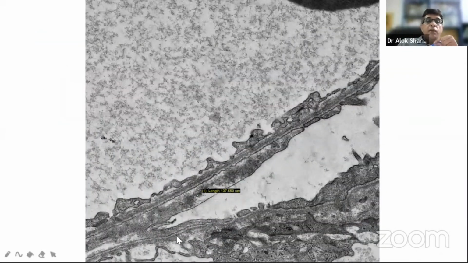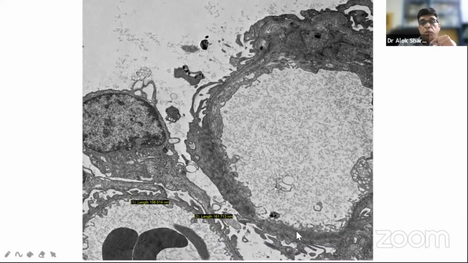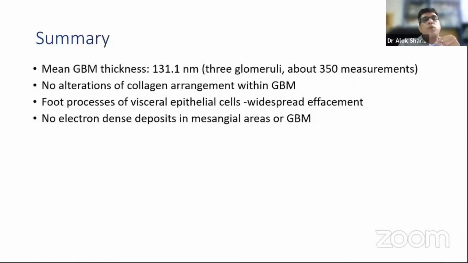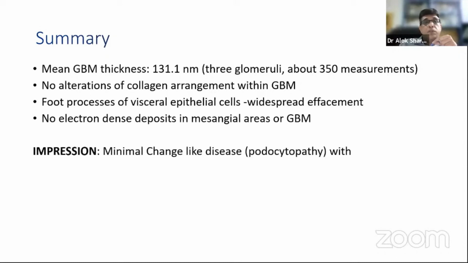If you look carefully at the visceral epithelial foot processes, they are effaced. This correlates with the degree of proteinuria the child was having. Even here you can see a fair amount of effacement of the processes. So there is a podocytopathy, and although the child is only 1 year old, you could sense that the GBMs are not normal. When we took 3 glomeruli and made a lot of measurements, the mean GBM thickness came to 131 nanometers. There were no alterations of collagen arrangement to suspect Alport or anything like that. There was a lot of effacement, as we just saw, of the foot processes, and there were no electron dense deposits.